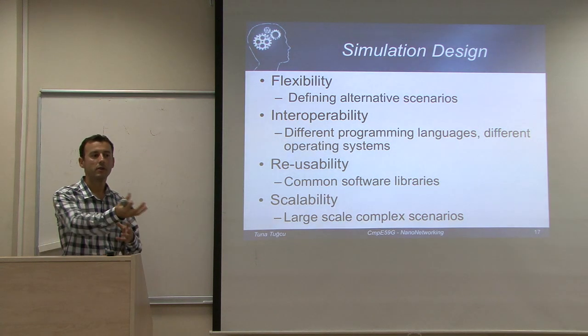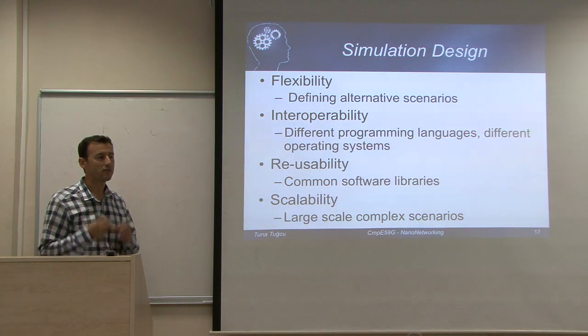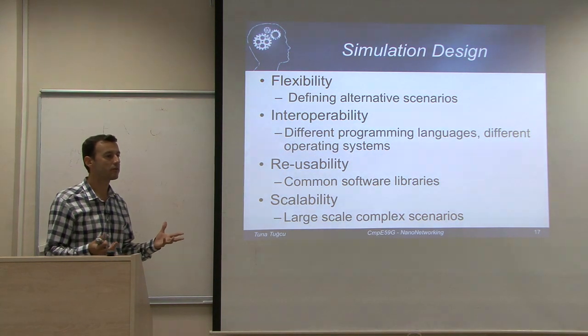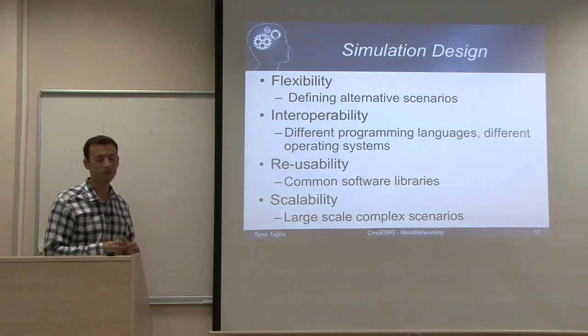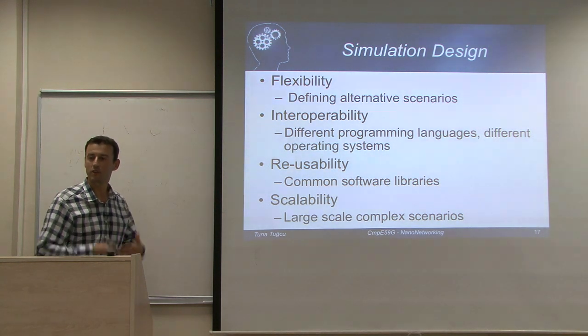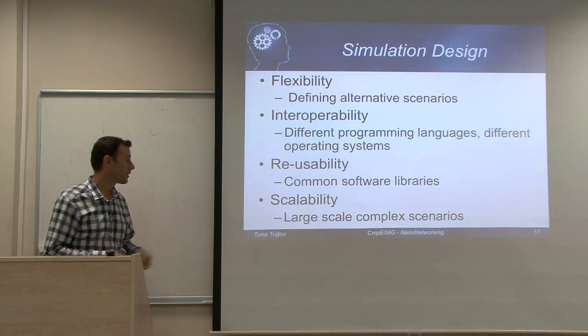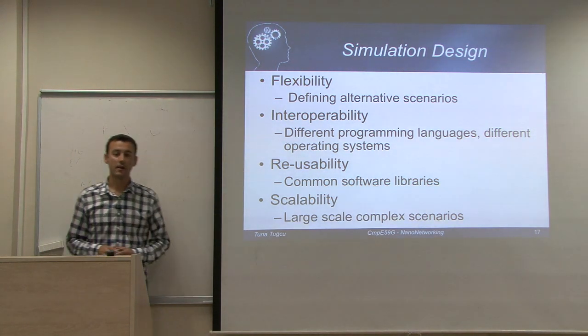So you implement one receptor and we put it into our simulator, then everybody else can use it. You implement another type of receptor, and we can also put it into our simulator. So via configuration, people can start using it. So that is another important criteria. And the last one is scalability. Why is it important?